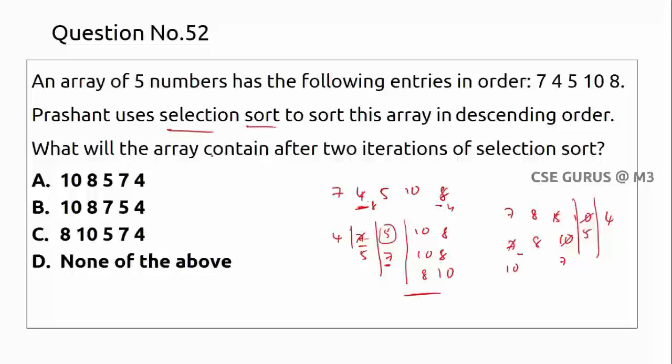Now the question is, what will the array contain after 2 iterations? Only 2 iterations in selection sort. See, you can do it like this, but the shortcut is that after 2 iterations, the 2 smallest elements will be at the last 2 positions. Why? Because it is descending order. If it is ascending order, the 2 smallest elements will be in the first 2 positions. So in our question, descending means you have to check where the 2 smallest elements are at the last, in which case 4 and 5, right? So this is not, yes, this is 4 and 5, this is fine, this is not. So that's why 4 and 5.